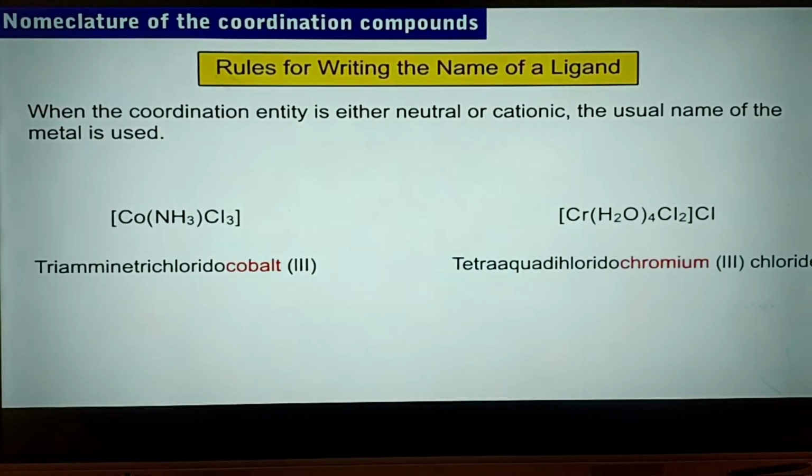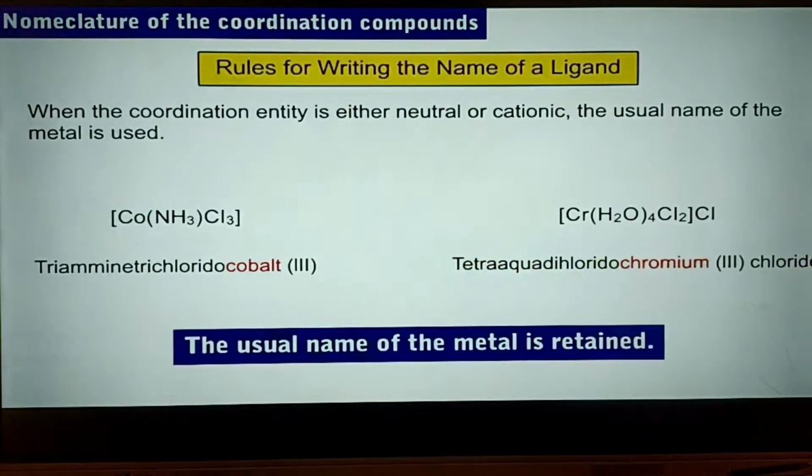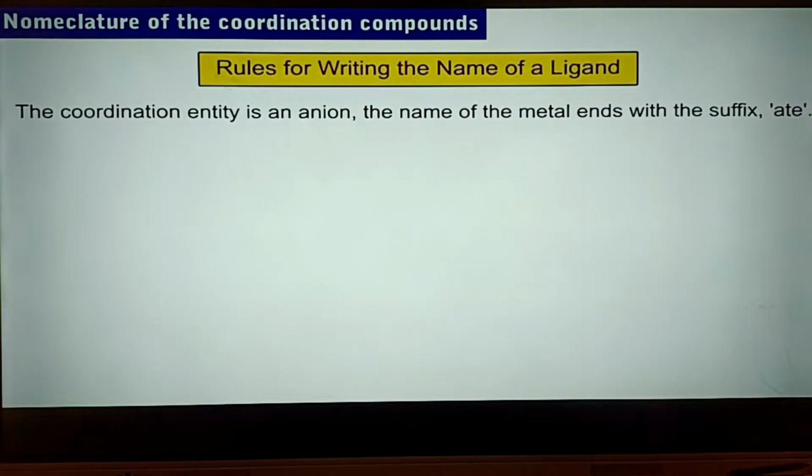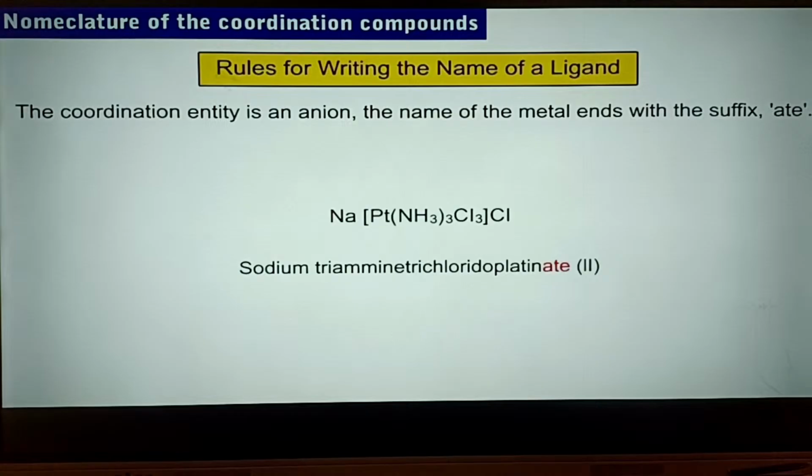Similarly, the cationic complex [Cr(H2O)4Cl2]Cl is named tetraaquadichloridochromium(III) chloride. Note that in either case, the usual name of the metal is retained. However, when the coordination entity is an anion, the name of the metal ends with the suffix "ate". For example, the anionic complex Na[Pt(NH3)Cl3] is named as sodium triamminetrichloridoplatinate(II).